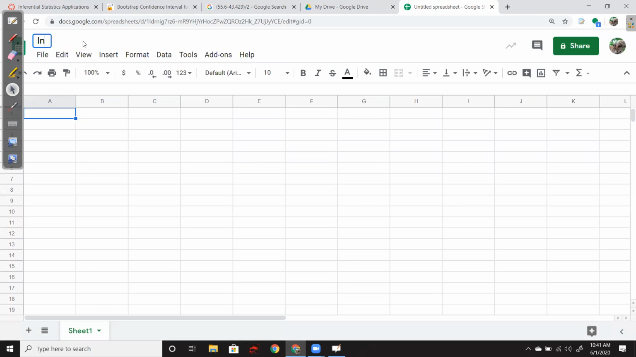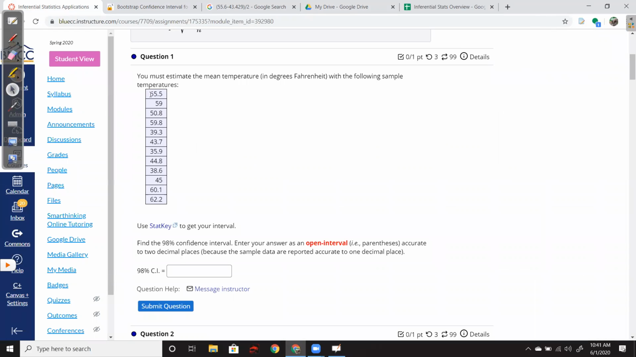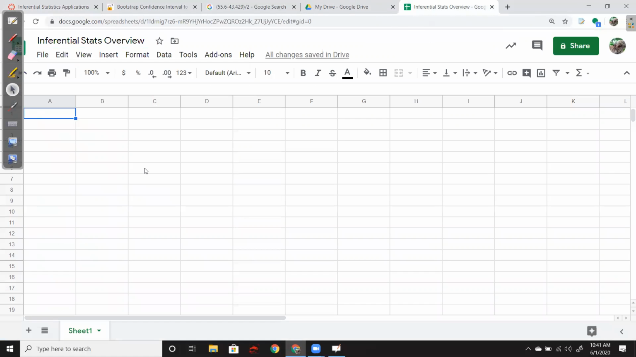Okay, so inferential stats overview review. And this is problem number 1 from the applications. So I need this data. And notice this is a small data set. I'm doing a mean, so I can't use a normal distribution. I have to use a t-distribution according to my flow chart here.